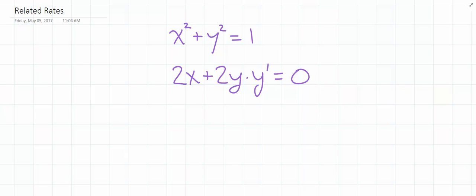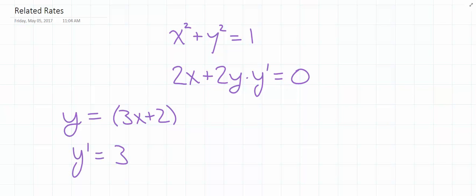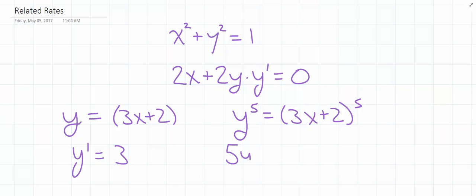So, the principle is, let's suppose y equals 3x plus 2, something like that. Now, you know here that y prime is equal to 3. But let's suppose that maybe I didn't know that. Let's suppose that I've got y to the 5th. Well, that's going to equal (3x plus 2) to the 5th. Now, if I differentiate, like we did there implicitly, notice what I would do. I would have 5y to the 4th times y prime.